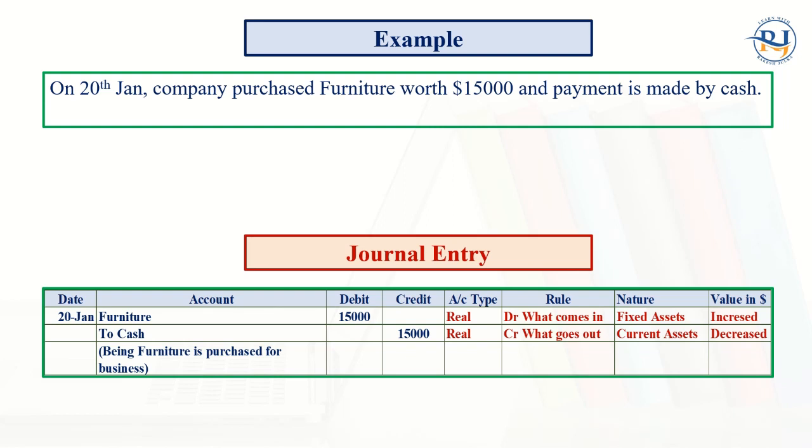So why is 15,000 a debit and why is 15,000 a credit under the cash? So we know that furniture is a real account and we know real account rule is debit what comes in and credit what goes out. So in this case furniture value in dollar is increased, so that's why we have put on the debit side. On the other side the cash is credited, the value of the cash has gone down by making payment. So credit what goes out, this is also under real account and it will fall under the current assets in the balance sheet.